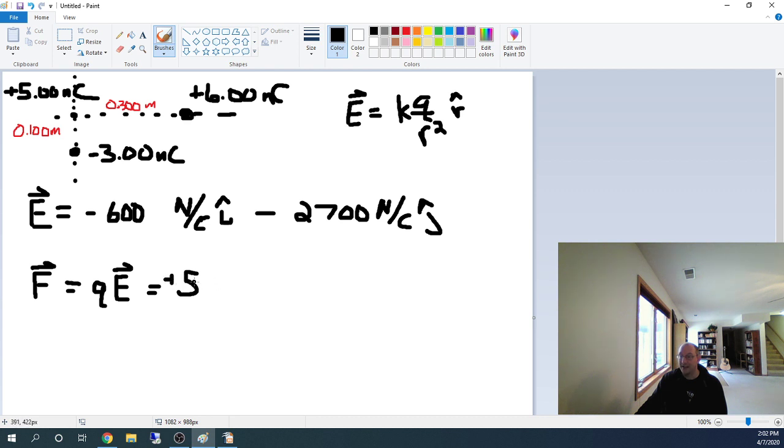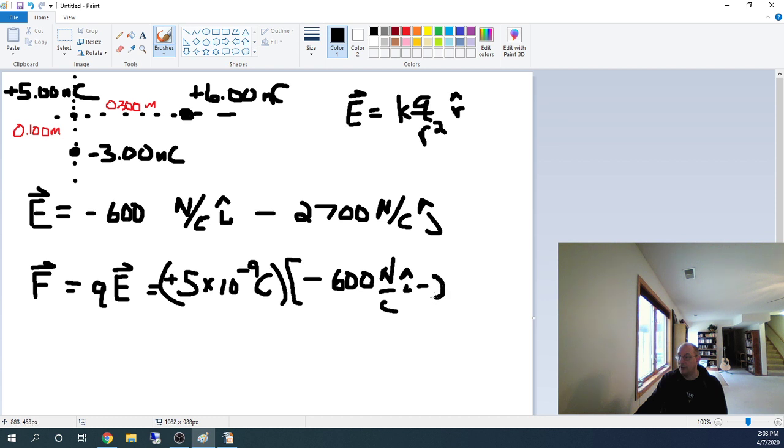It is a positive 5 nanocoulomb charge. Oops, that's supposed to be C. There we go. And I have to multiply it times this electric field, which is a vector, so you're going to get a vector result. My mouse drawing skills leave something to be desired, but we still draw.